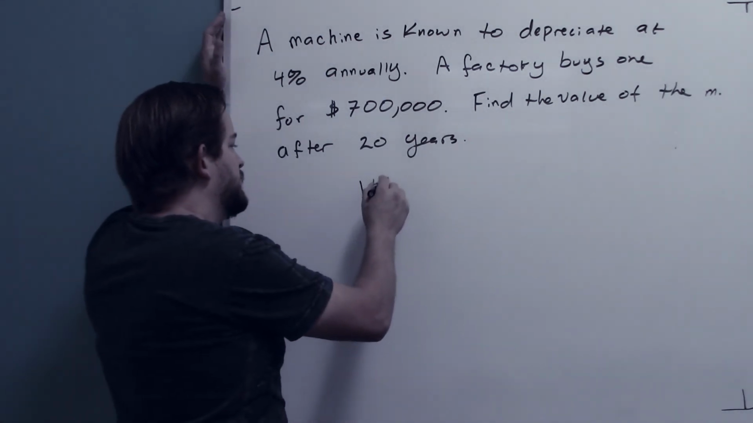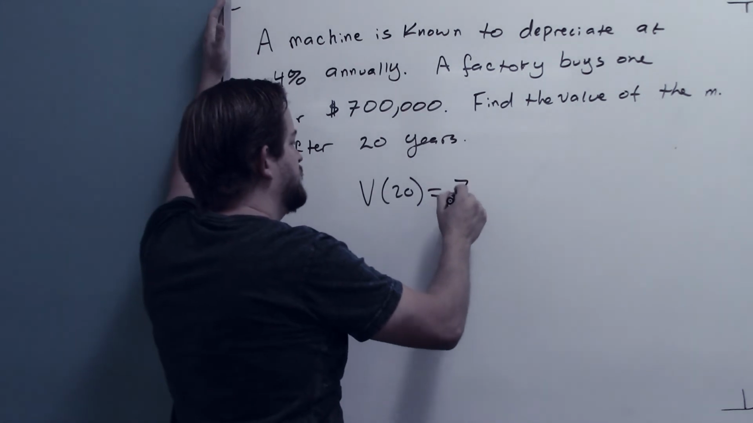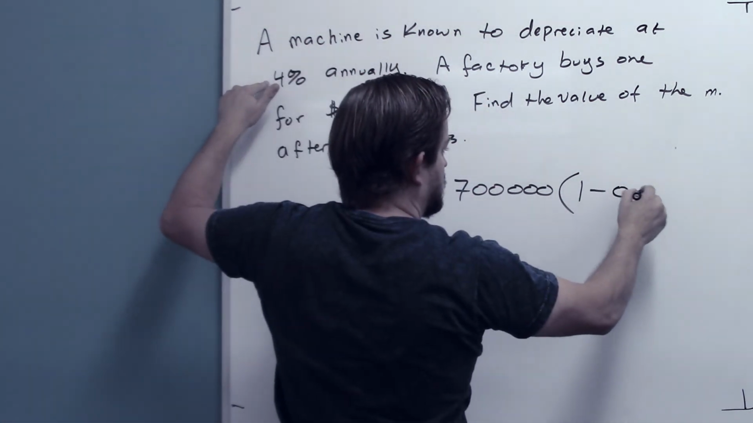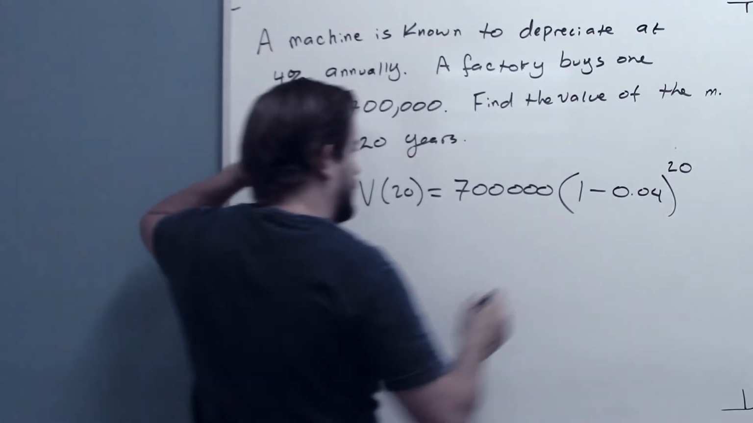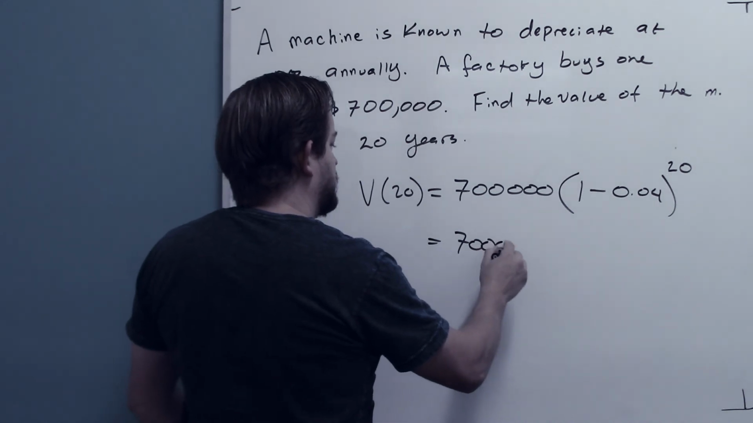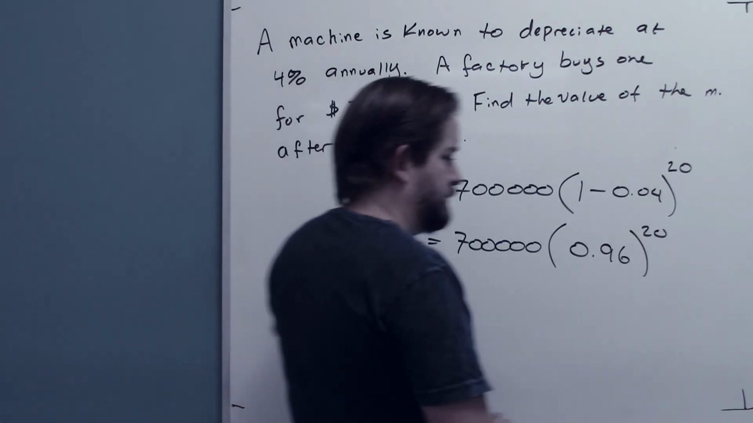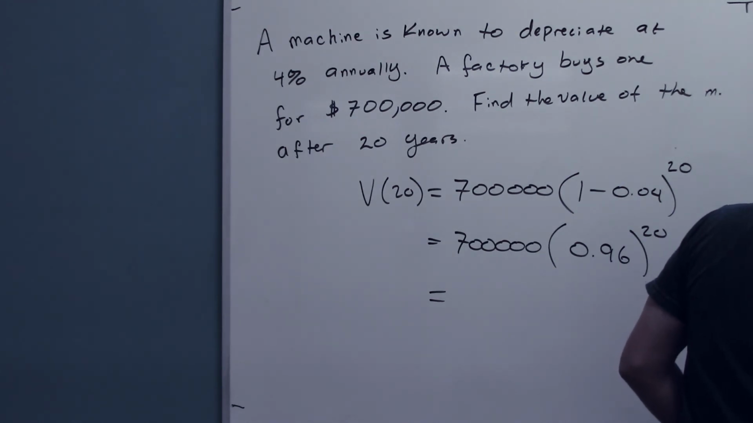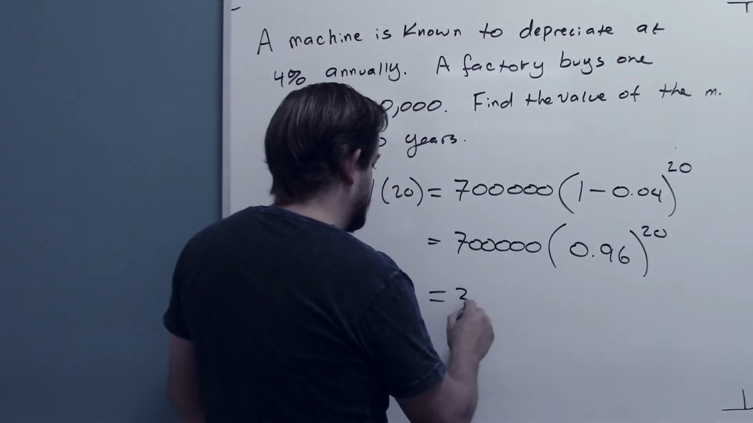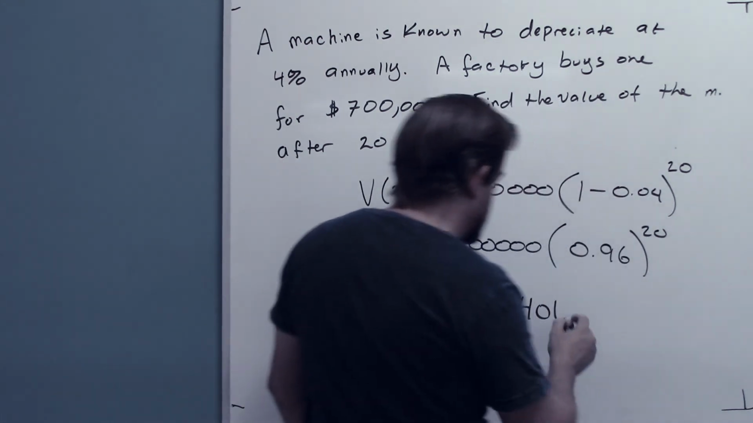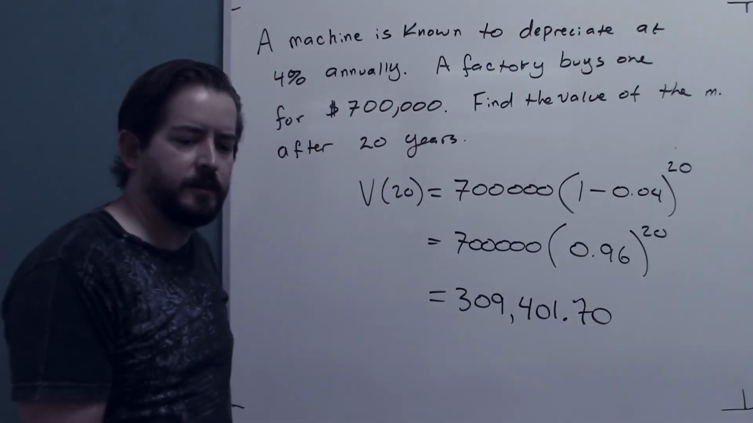So then our value after 20 years is equal to the principal, which is 700,000, multiplied by 1 minus this 0.04, and we're looking for 20 years, so raised to the 20, or 700,000 multiplied by 0.96 raised to the 20, and I get $309,401 and some change, 70 cents. But again, usually nobody cares about the cents.